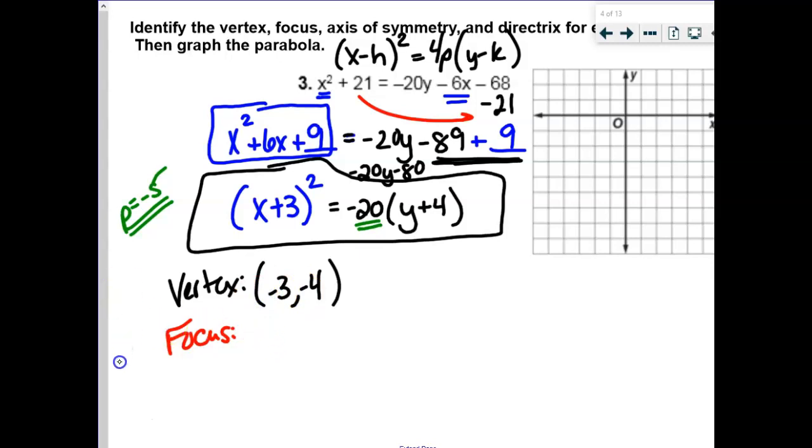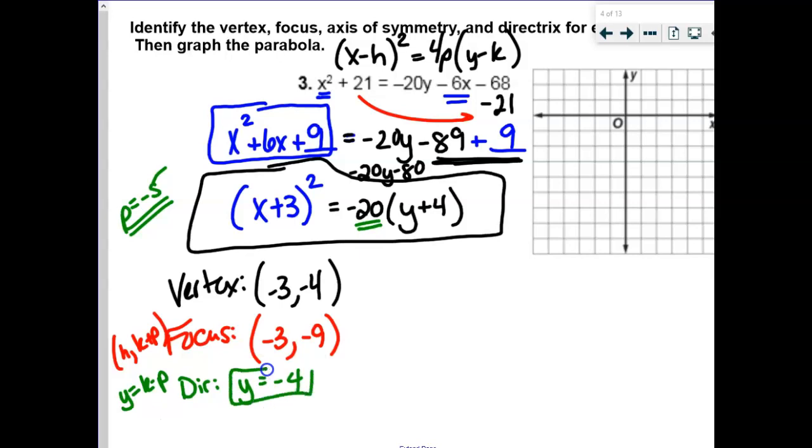Vertical. What I was asking for was the formula. So the focus is at h comma k plus p. So for us, that would be negative 3 comma, and then negative 4 plus negative 5 is negative 9. Very good. Negative 9. All right, directrix. The directrix is the formula y equals k minus p. So watch your negatives here, guys. k minus p would be negative 9 minus negative 5. So that's negative 4. Good job, Mrs. Abruzzo. Thank you.